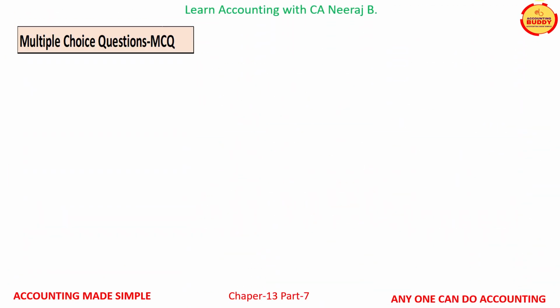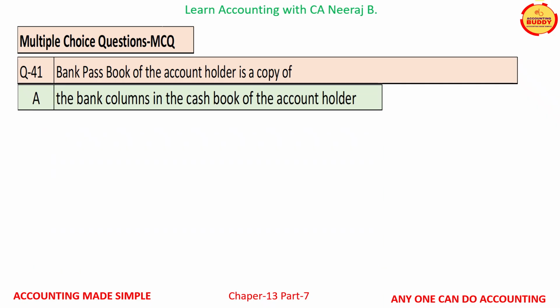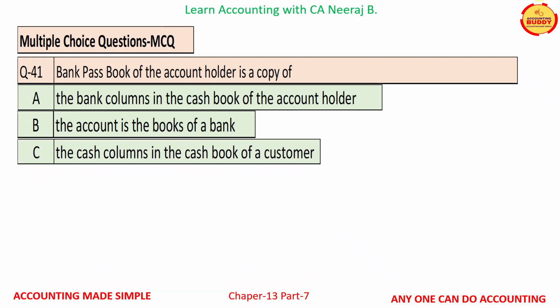In this section, we will address the multiple choice questions. Question number 41 is bank passbook of an account holder is a copy of, and the options available are option A, the bank columns in the cash book of the account holder, option B, the account in the books of a bank, option C, the cash columns in the cash book of a customer, and option D, all of the above. And the correct answer is option B, the account in the books of a bank.